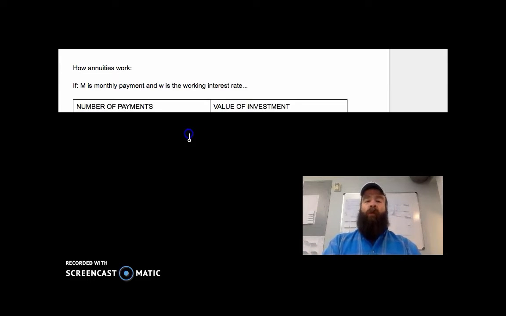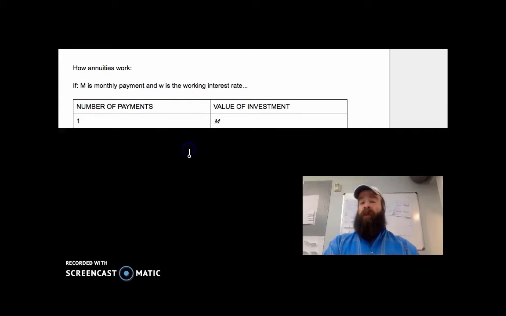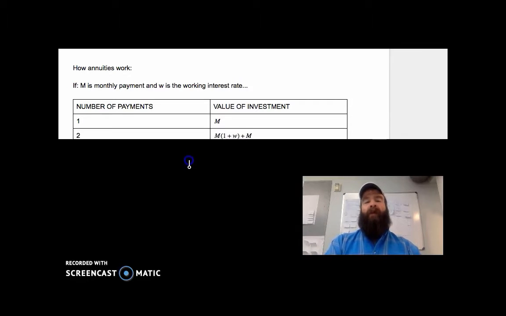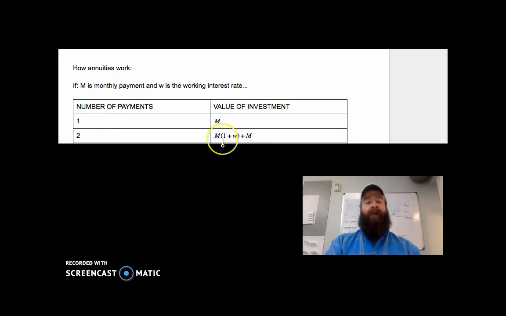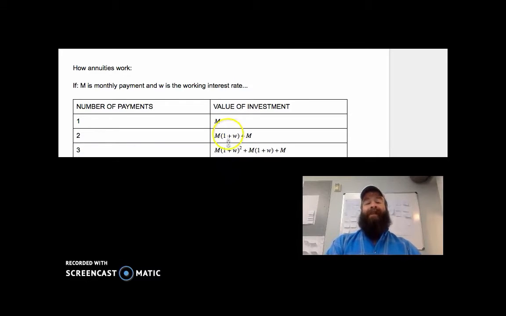So when I make one payment into the annuity, my value of the annuity is just that monthly payment. It hasn't earned any interest. When I go to make the second payment, that second payment gets put in, but that first payment gets assessed a month's worth of interest, which is basically multiplying it by 1 plus that working interest rate. It's the 100% plus the percentage added. So that's after 2 payments, and after 3 payments, that first payment gets assessed the interest again. The payment that we put in last month now gets its first dosage of interest, and we put in another payment that hasn't earned any interest yet.